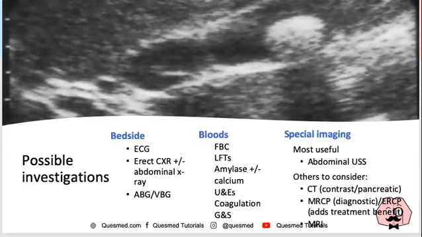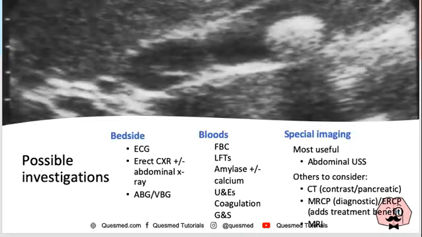So like we discussed earlier, any patient with epigastric pain should have an ECG and an erect chest X-ray. So the ECG is really important to exclude an MI, and your erect chest X-ray is really useful to exclude a perforation. An ABG and VBG are particularly useful.